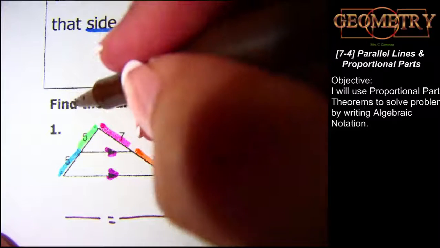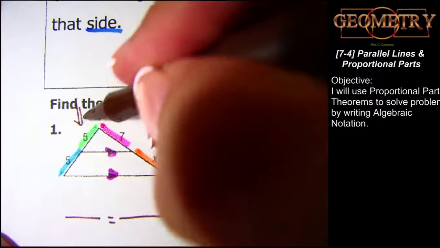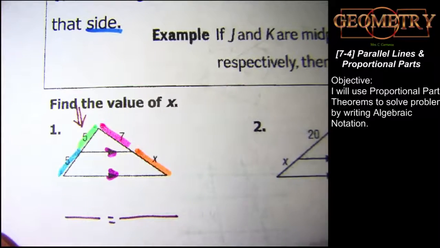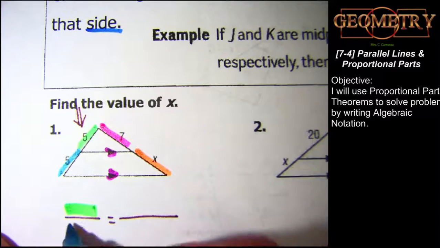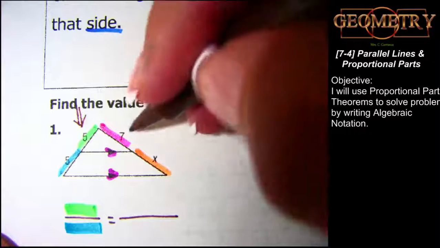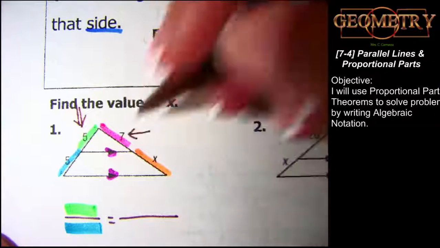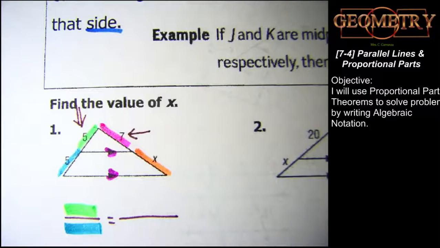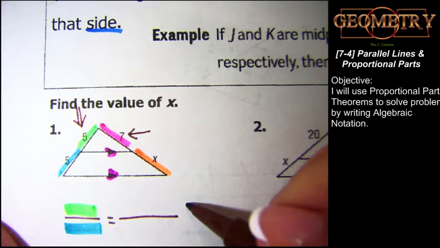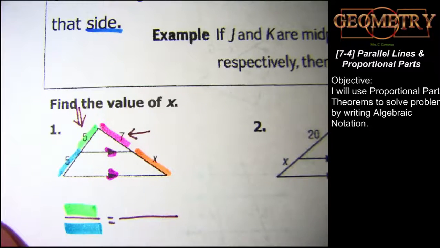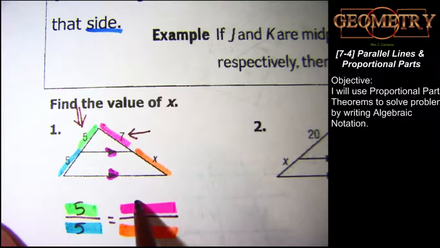Please remember that everything on the same side of the triangle needs to go together on the same fraction in our proportion. And things in the same location of the triangle need to go together in the same location of the proportion of the fractions.